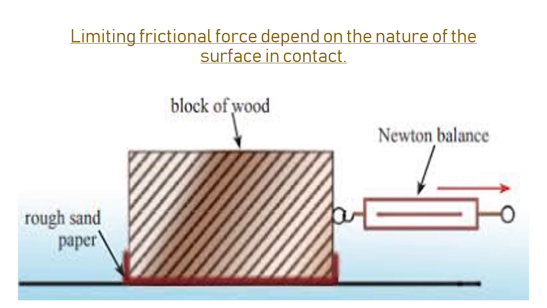Okay, by using the Newton balance, you are trying to pull this object, starting from a very small force, and when you increase the force, at one point this object will tend to move. That is the force. Mark it on the Newton balance, that is the frictional force of this object. That means the frictional force between these two surfaces.